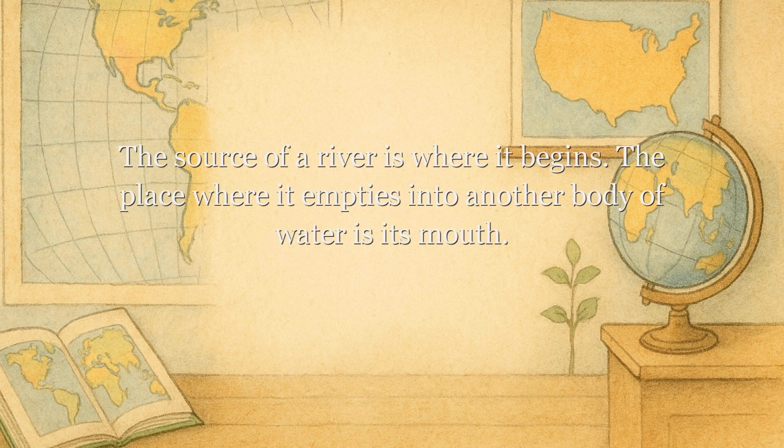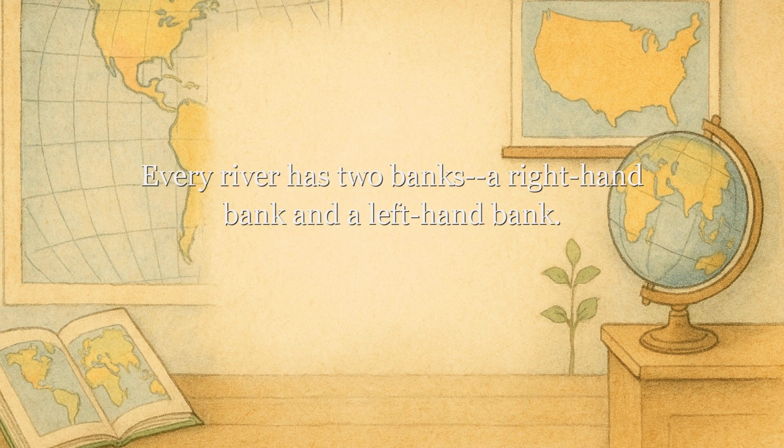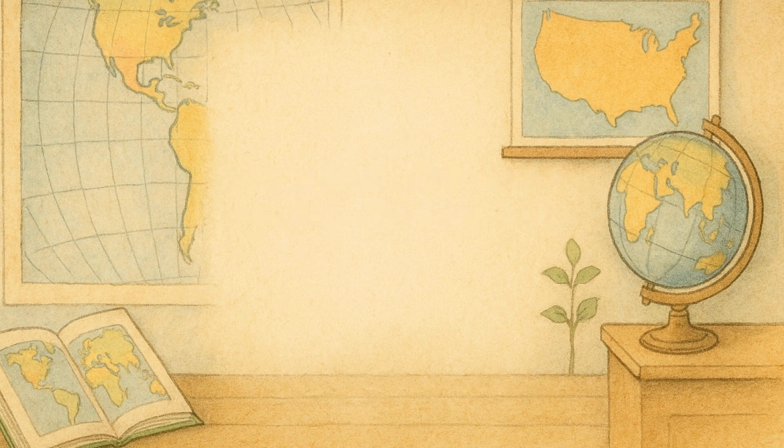The source of a river is where it begins. The place where it empties into another body of water is its mouth. Every river has two banks, a right-hand bank and a left-hand bank.